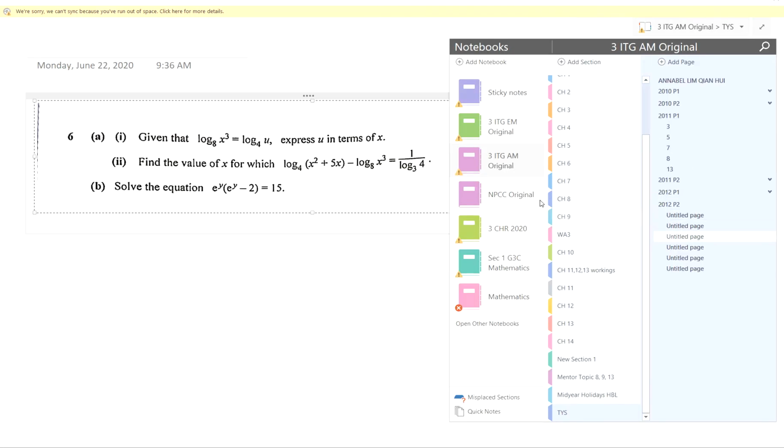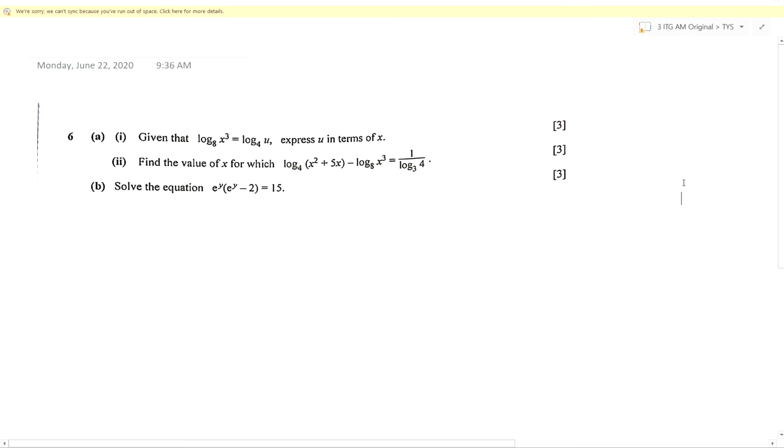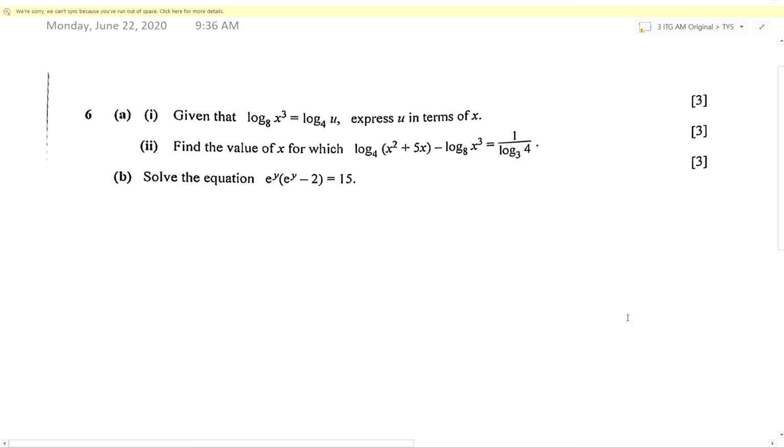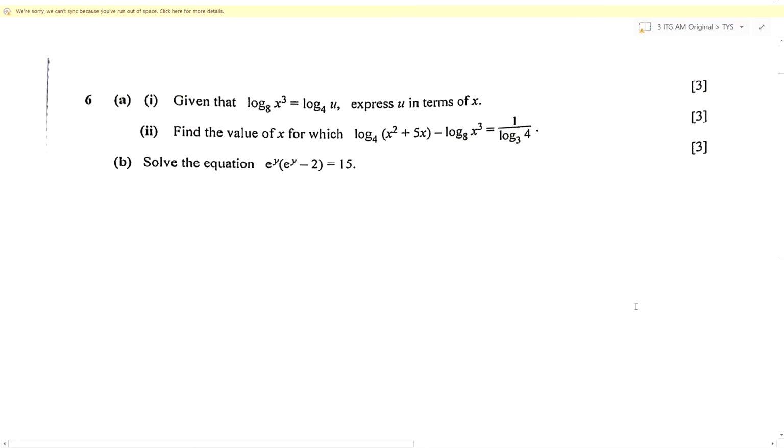Next, question 6. Okay, the logarithm question. More of you need help for this, so whoever it is, please listen. I am already at question 6, logarithm question now.